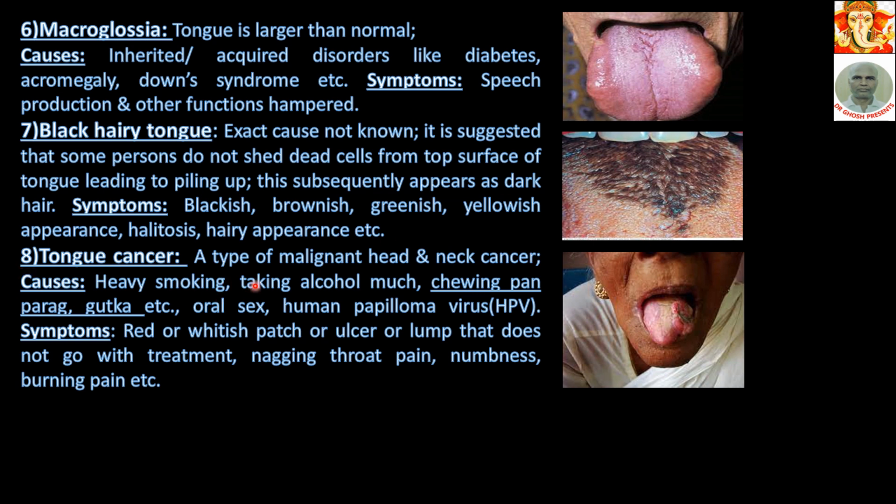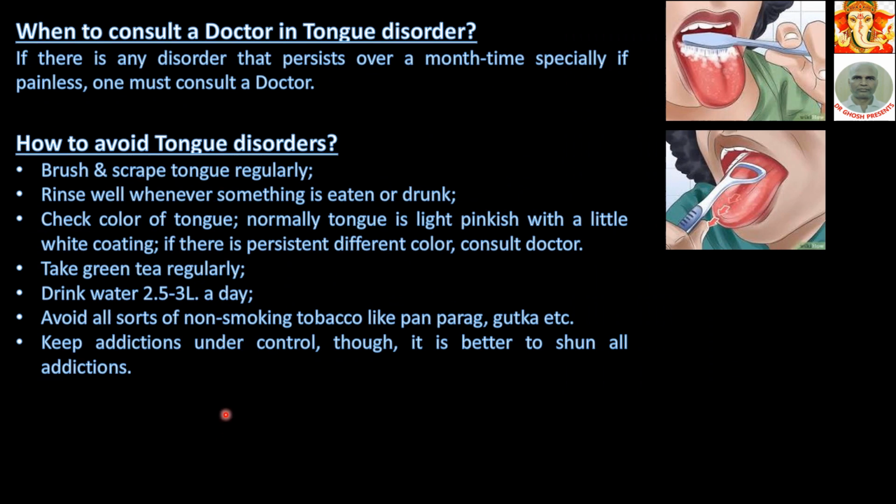Tongue cancer. A type of malignant head and neck cancer. Causes: heavy smoking, taking much alcohol, chewing pan, pora, gutka, etc., oral sex, human papilloma virus, etc. Symptoms: red or whitish patch or ulcer or lump that does not go with treatment, nagging throat pain, numbness, burning pain, etc. This is tongue cancer. When to consult a doctor in tongue disorder? If there is any disorder that persists over a month, especially if painless, one must consult a doctor.